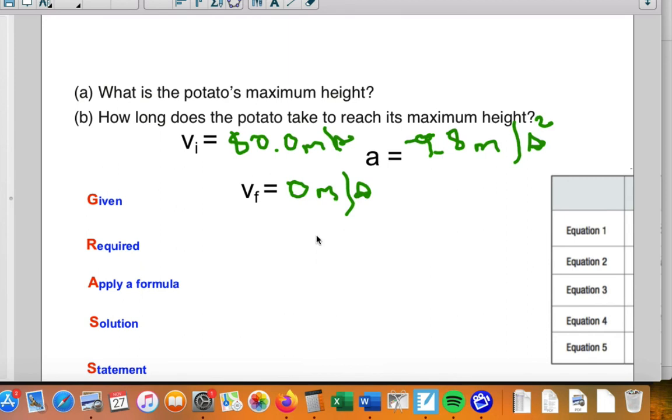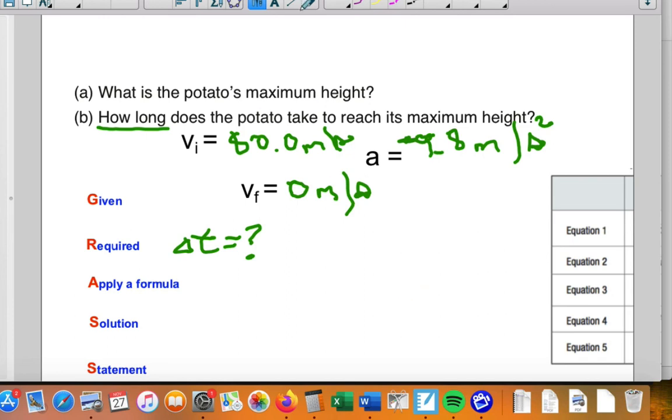So again, we have all the same information we did previously. We have an initial velocity of 80.0 meters per second, and the acceleration is negative, and again, I've got to emphasize that that's negative 9.8 meters per second squared, and a final velocity of 0 meters per second. So this time, since we're asked how long it takes, we're actually asked for the elapsed time, or delta t. So this is what we were trying to determine.